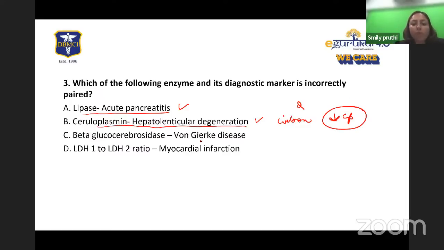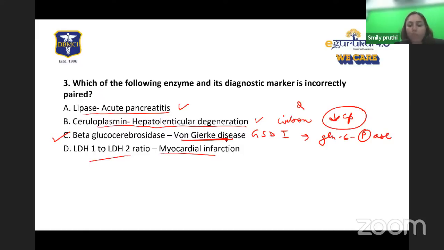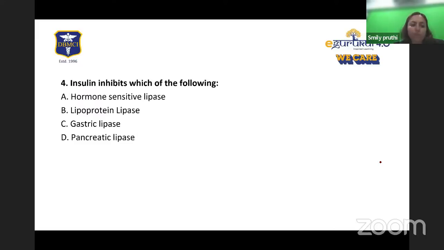Okay. Then in von Gierke's disease, which is glycogen storage disease type 1, which enzyme is deficient? Glucose 6 phosphatase. Von Gierke's disease is frequently asked, very, very important. But the enzyme written here, beta glucocerebrosidase, that is of Gaucher's disease. So this is incorrect. Then LDH1 and LDH2 ratio in myocardial infarction, there is flipped ratio of LDH in MI, right?